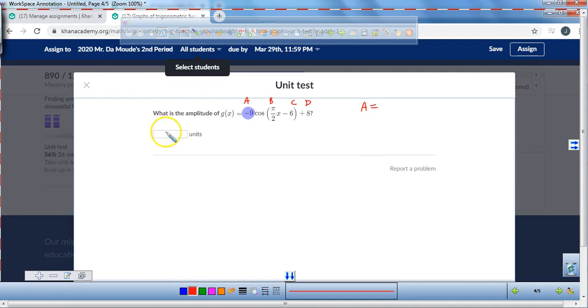We're going to quickly, the amplitude is just 9. The absolute value of A is the amplitude. But we're going to write down, well, what if they ask you for the period or the phase shift or the midline? Okay? Our A value is -9. Just remember, the amplitude is always equal to the absolute value of A. So, our A value is -9. The absolute value of -9 is +9. The B value is pi over 2. Our C value is 6, and our D value is 8.